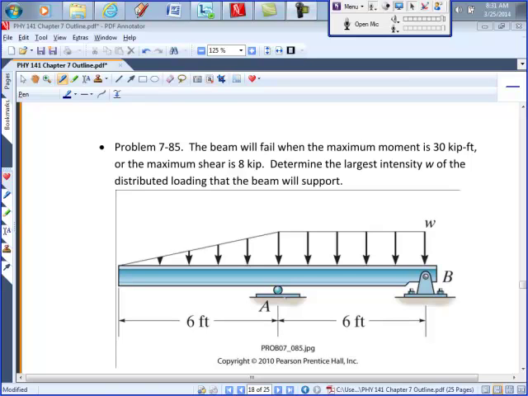All right. So how should we start? We're going to need to find the reaction forces at A and B because they're going to be part of the shear diagram and they're going to affect the moment diagram. In order to find the reaction forces at A and B, what are we going to want to do first?